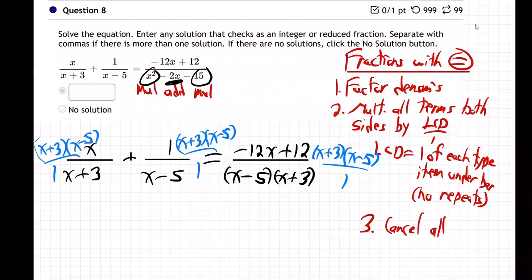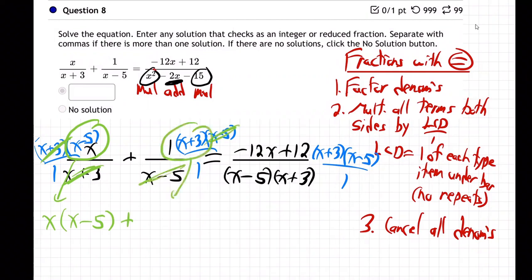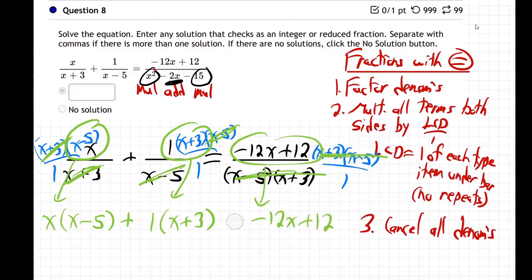cancel all denominators. So x plus 3 cancels x plus 3. What does that leave? What's left over? These guys, which is x times x minus 5 plus. And then here, x minus 5 cancels x minus 5. What's left over? 1 x plus 3 equals, and over here, both these cancel. It's kind of nice. What's left over? Just the minus 12x plus 12. All right, isn't that nicer? No more fractions because we canceled all denominators.